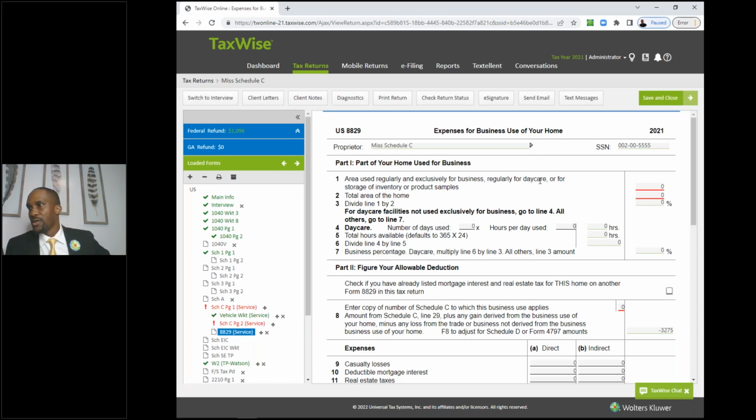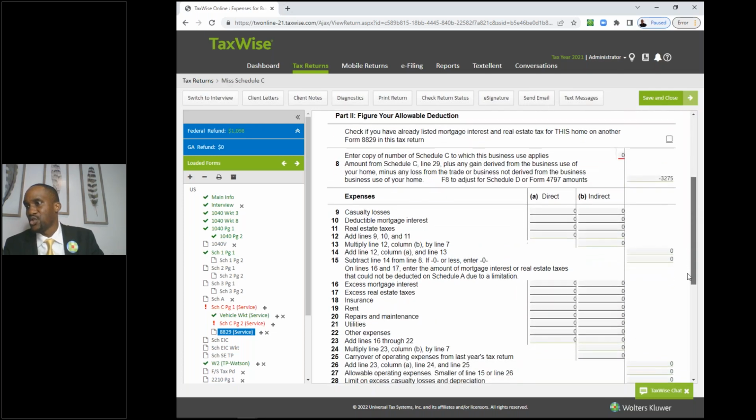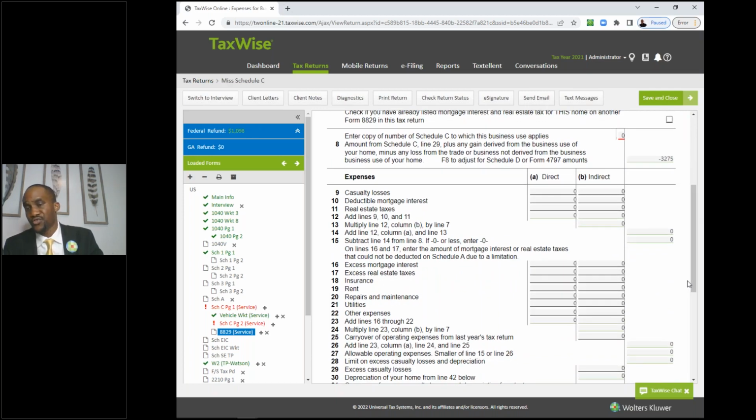All right, so we're going to go back and use those same numbers. The area used regularly and exclusively for the business, it's a little bit backwards over here. So we're going to say she's using 550 square feet, and 2,500 square feet is what we're taking into consideration. Now, let's take a deeper dive on this. Looking at this, we can see that 22% of the expenses in her home are being used for the business. So 22% of her utilities, 22% of rent, 22% of mortgage interest, things of that nature, you can deduct on the 8829.